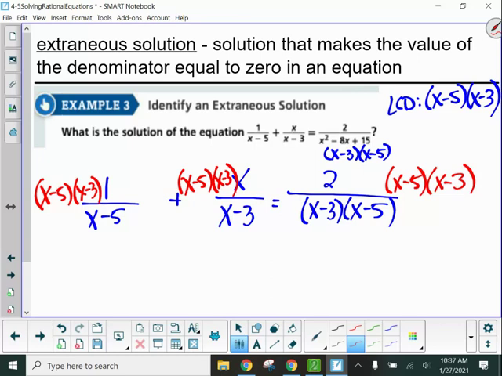And now we can go through and simplify from top to bottom with each individual fraction. The first fraction here has an x minus 5 in the top and an x minus 5 in the bottom. Those can go away. I'm left with 1 times x minus 3, which is x minus 3. Second fraction, I have an x minus 3 in the top and an x minus 3 in the bottom. So I have x minus 5 times x. I can distribute that, so I'm going to get a plus x squared minus 5x in that new numerator. And for the fraction on the right-hand side, the x minus 3's divide out, the x minus 5's divide out, and you're left with a 2.